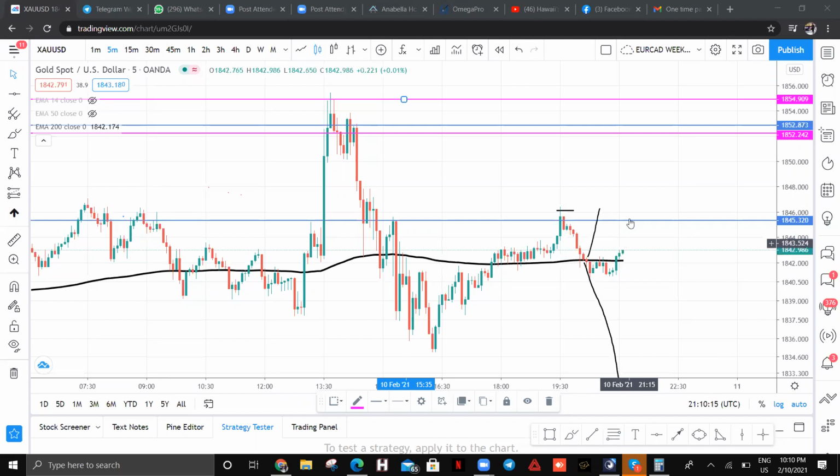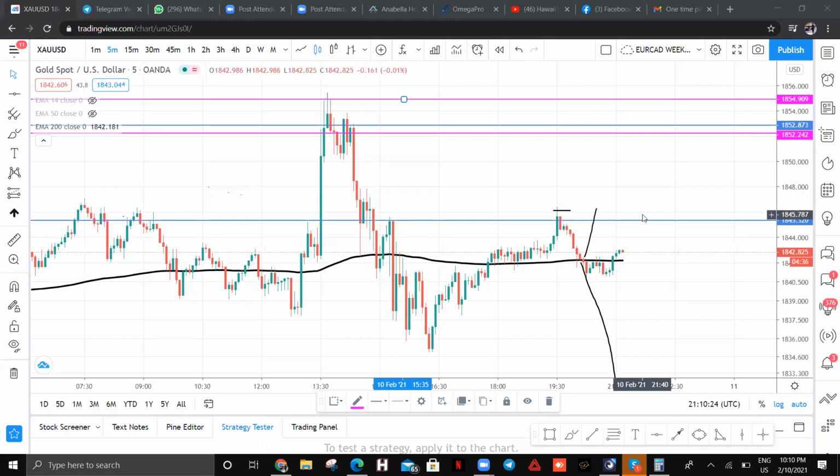But I won't buy this now until price closes above this for more confirmation. Just for it to close above this, the next candle closes, then I will know that, okay, it's buying to where? To the next place.